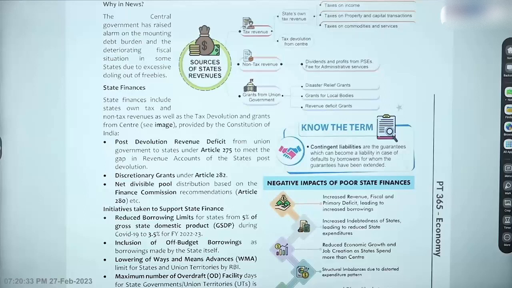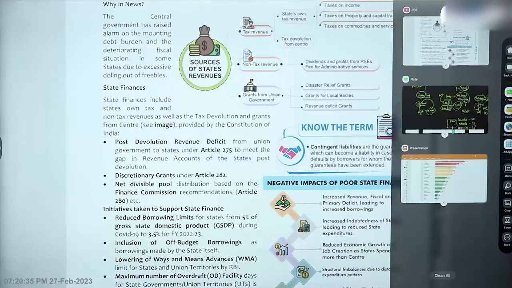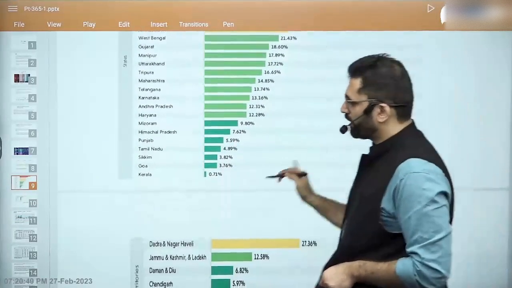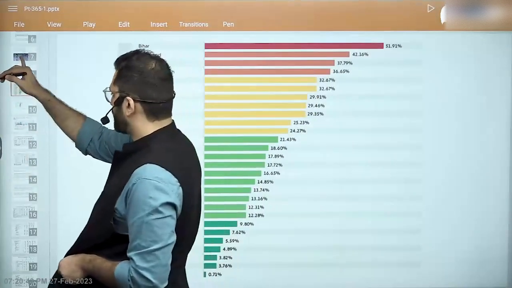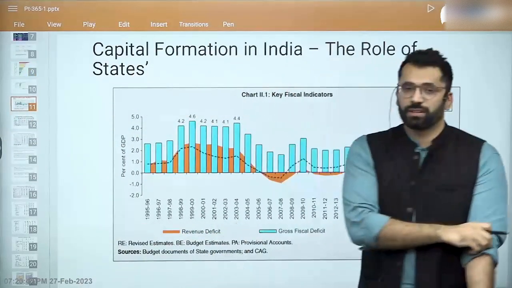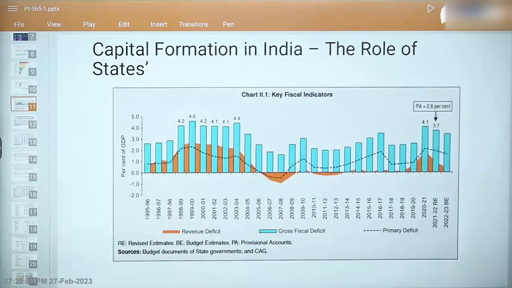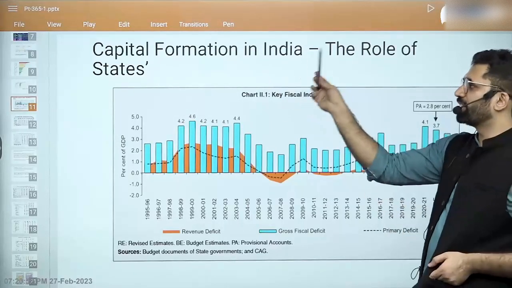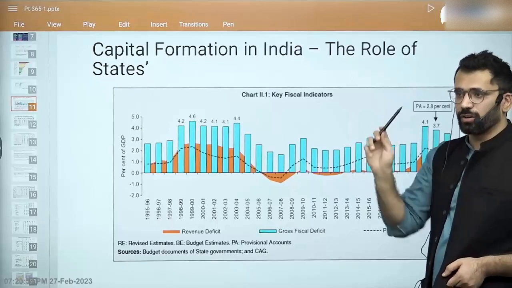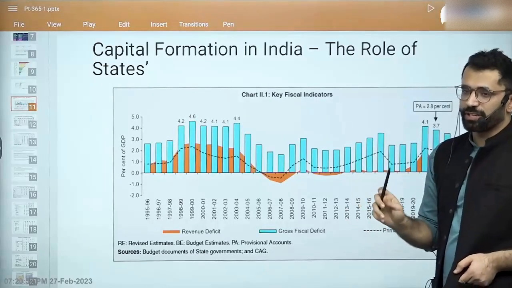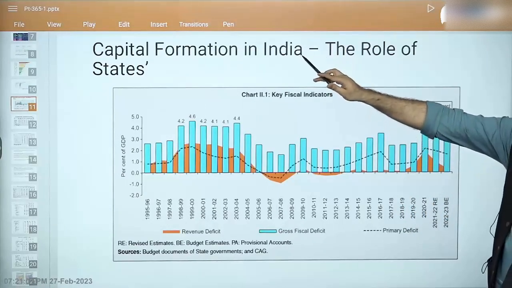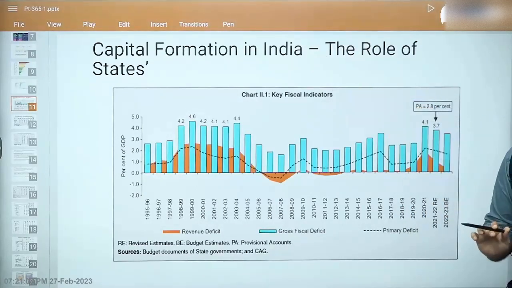Now what exactly does the report say? I have given a few data points on this report. What exactly is this year's theme of the report by RBI? It is capital formation in India, the role of states. Every year the RBI is coming out with a study on state finances, the study of state budgets. This year in January the report was released. It is called Capital Formation in India, the role of states.